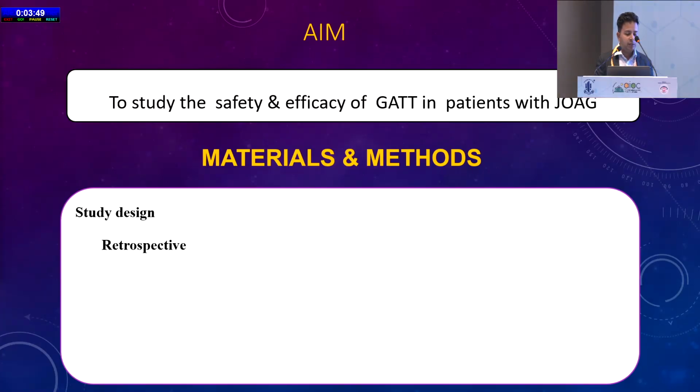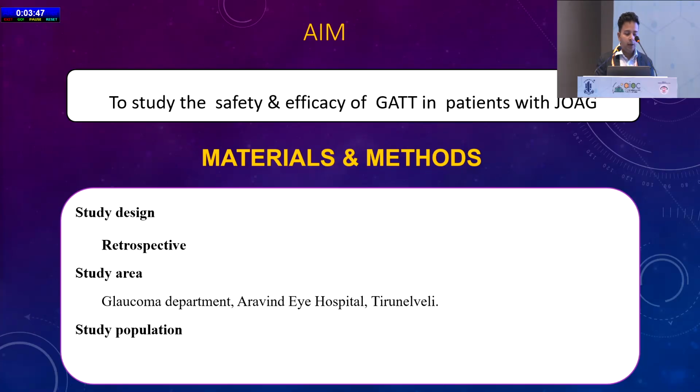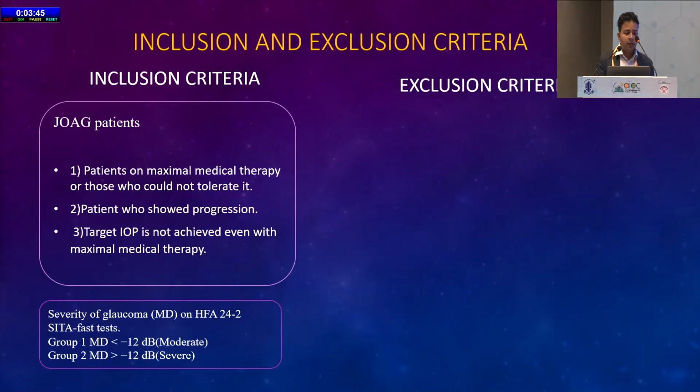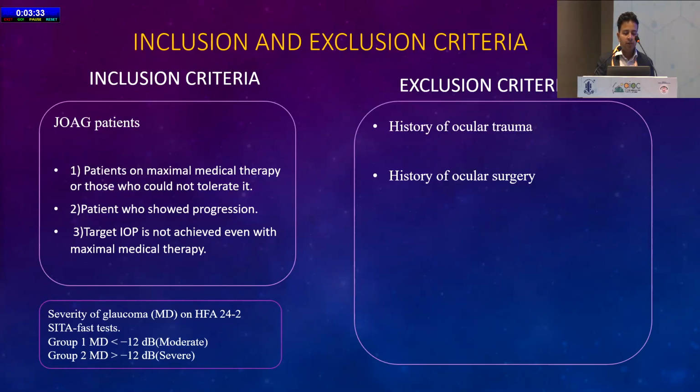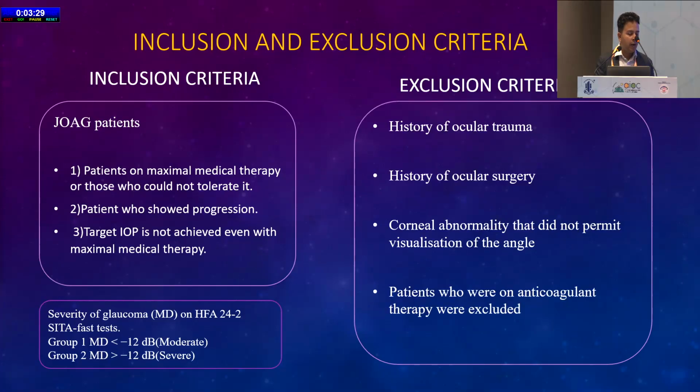Study design: it was a retrospective study done in our hospital on JOAG patients. Inclusion criteria were JOAG patients on maximum medical therapy or those who could not tolerate the AGMs, patients who showed progression, or where target IOP was not achieved even with maximal medical therapy. We excluded cases of ocular trauma, ocular surgery, corneal abnormality, and patients on anticoagulant medication.